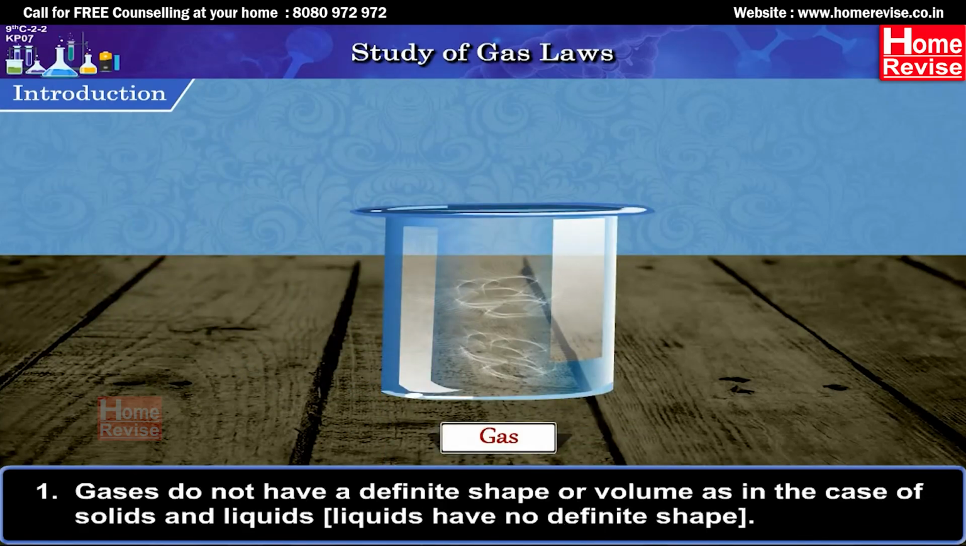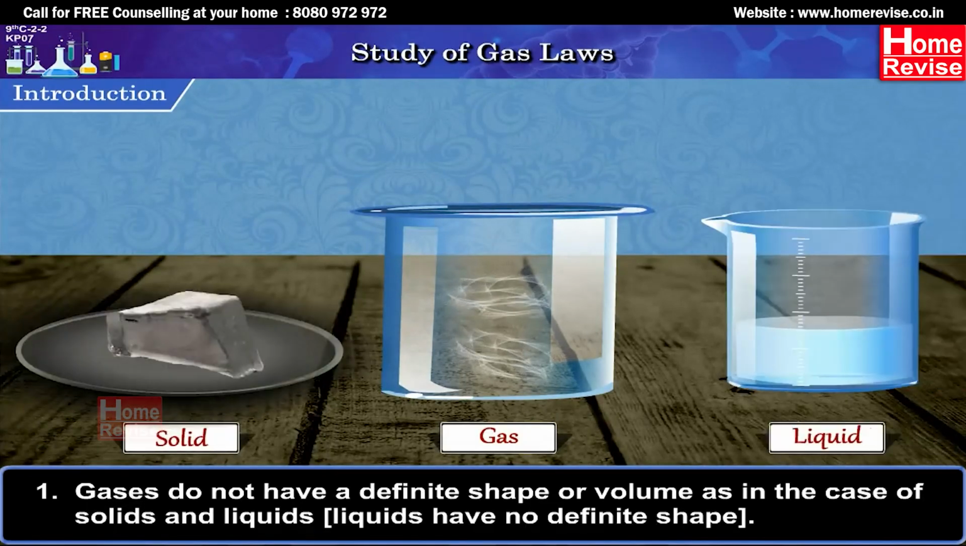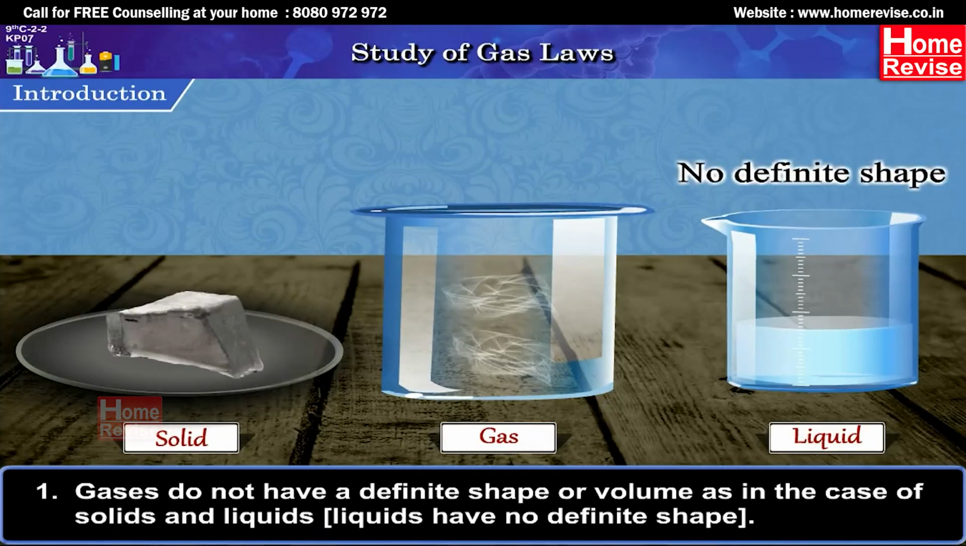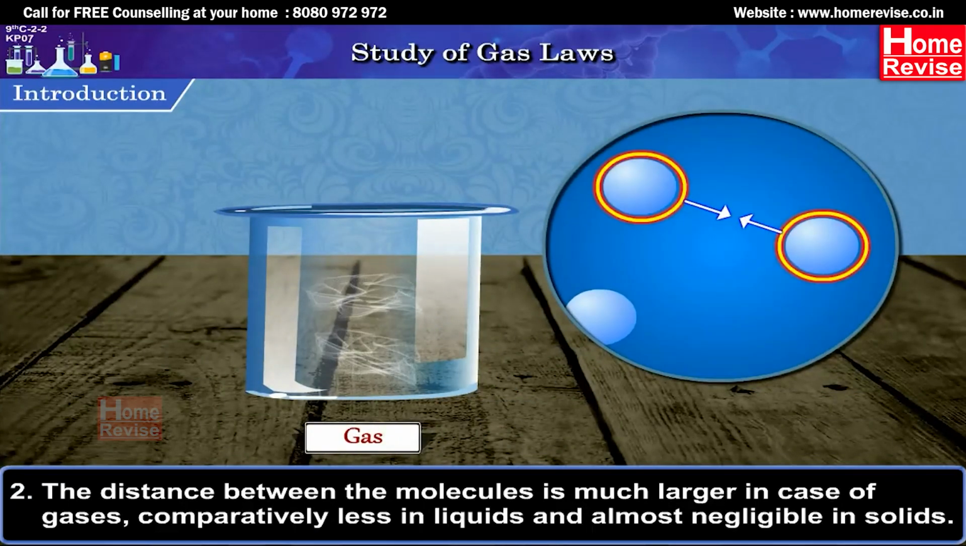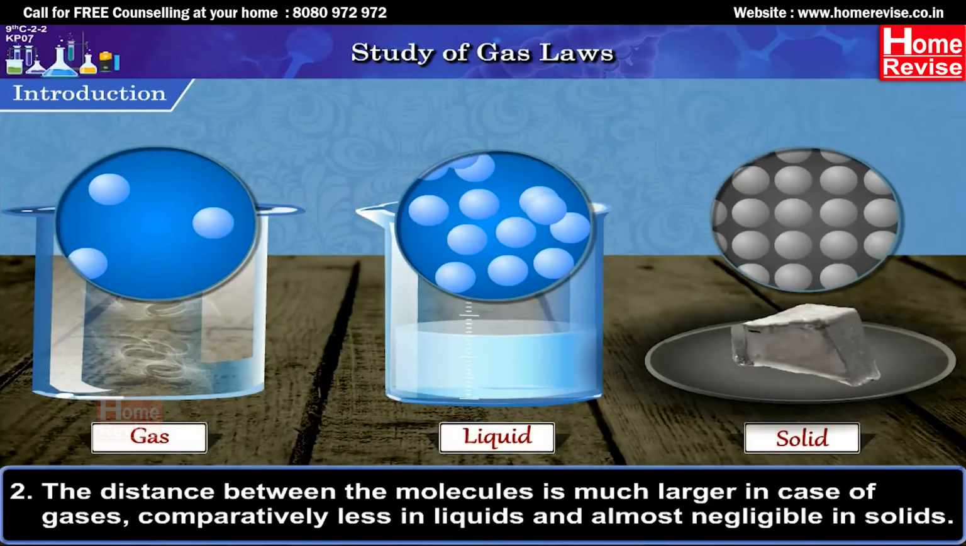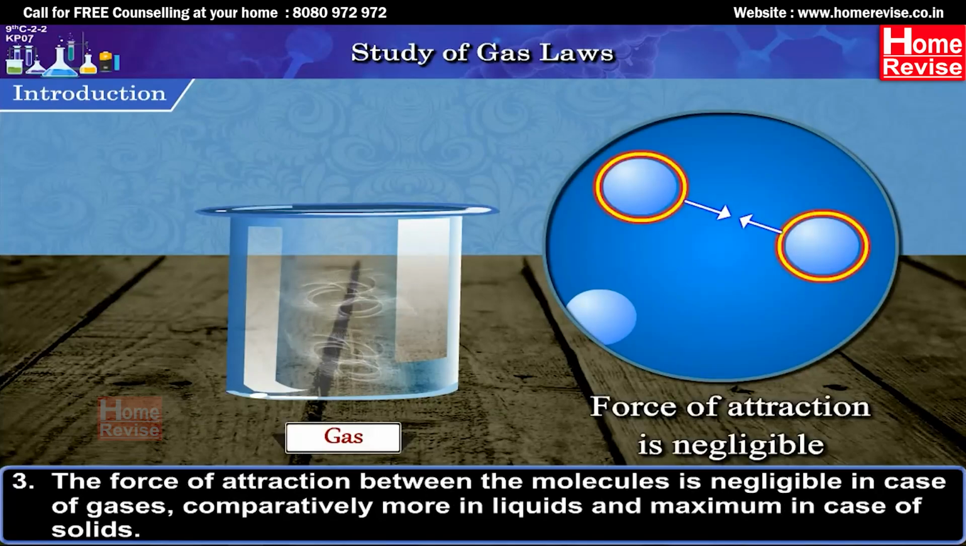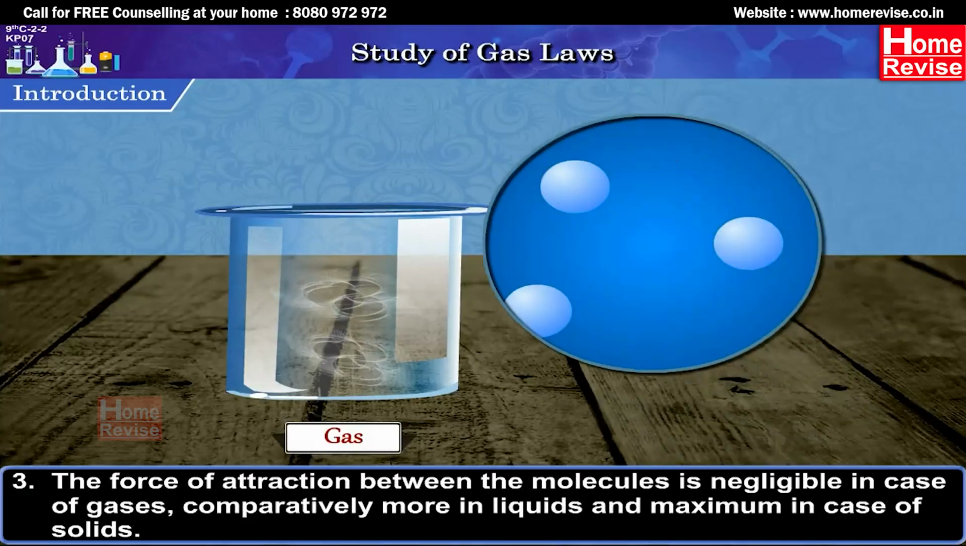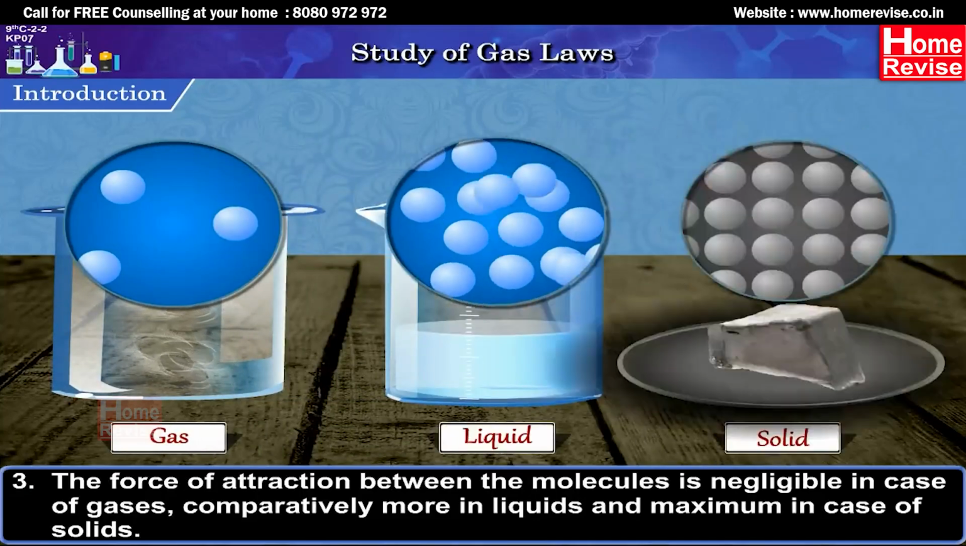1. Gases do not have a definite shape or volume, as in the case of solids. Liquids have no definite shape. 2. The distance between the molecules is much larger in case of gases, comparatively less in liquids, and almost negligible in solids. 3. The force of attraction between the molecules is negligible in case of gases, comparatively more in liquids, and maximum in case of solids.